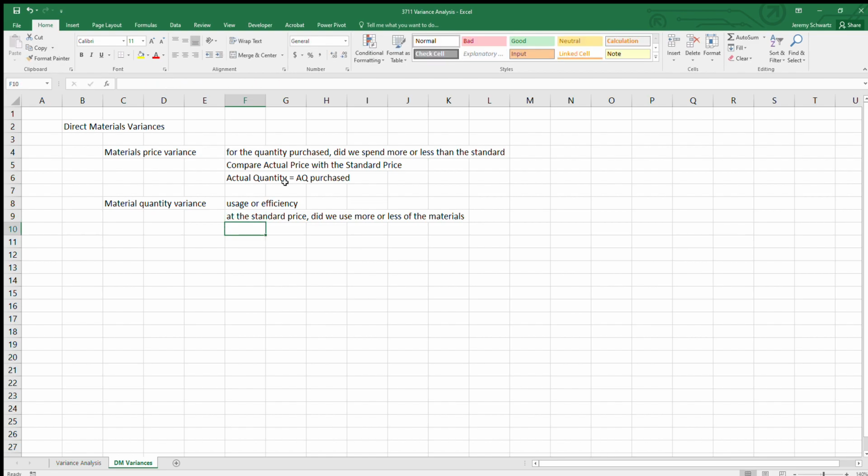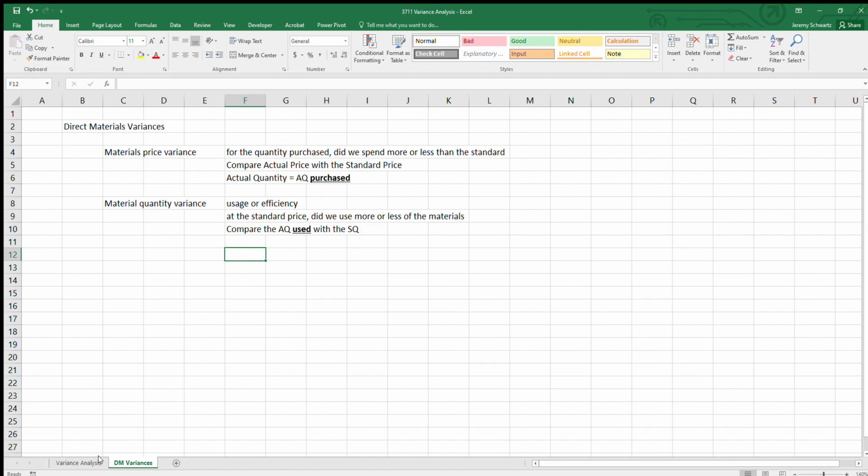So with this comparison, we'd be holding at the standard price. We would be comparing the actual quantity used with the standard quantity. So this distinction here, the actual quantity purchased, is going to be different from the actual quantity used. Well, let me just say it very well could be different from the actual quantity used.